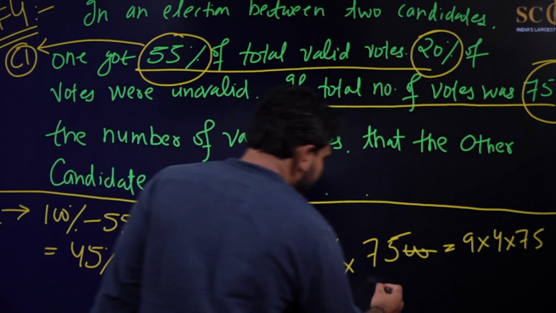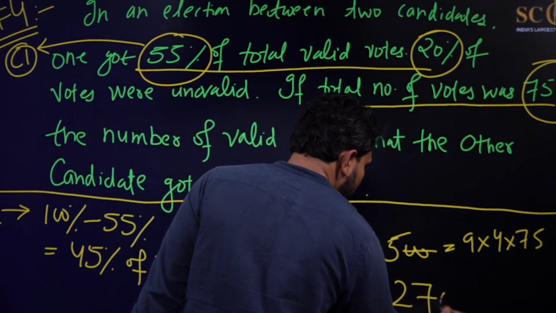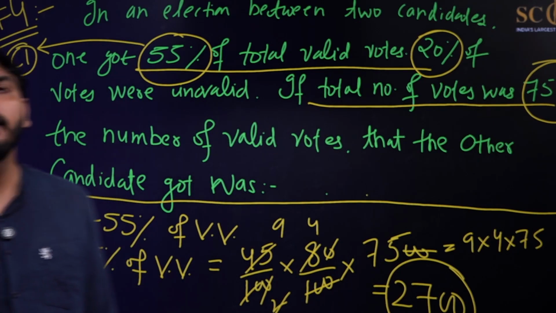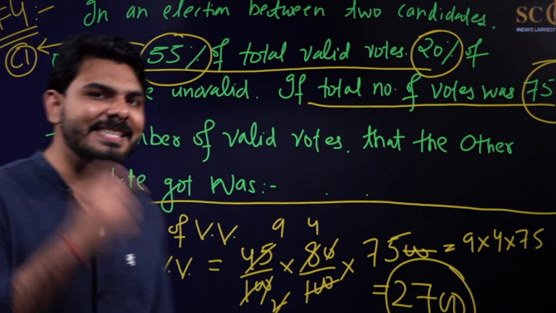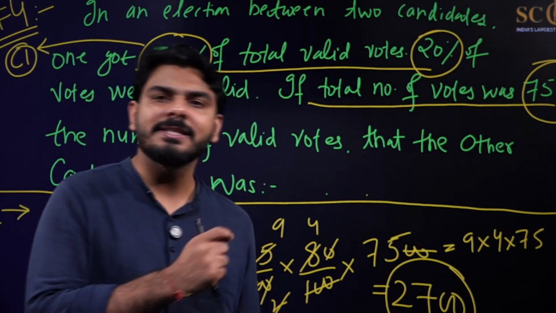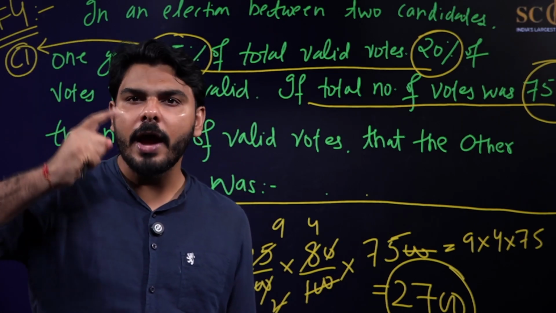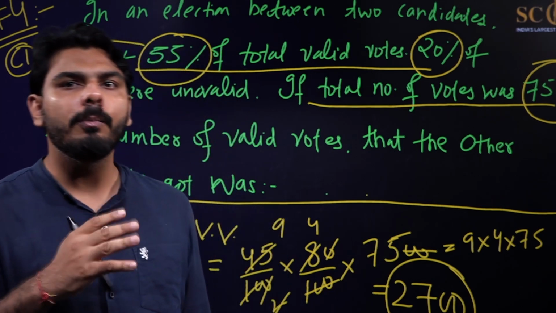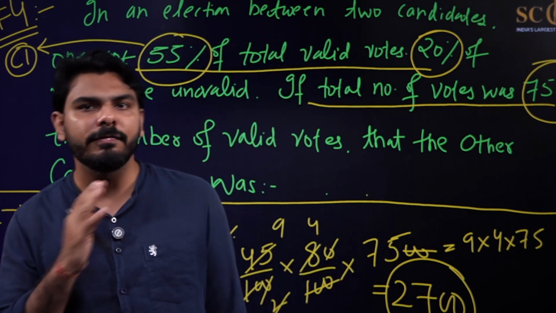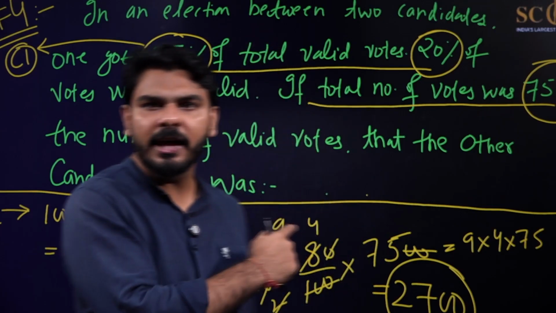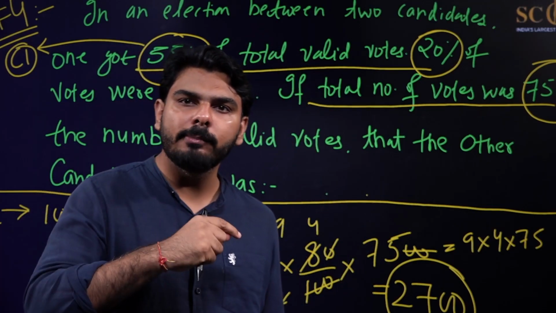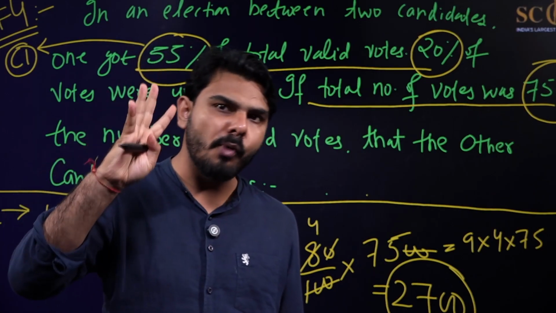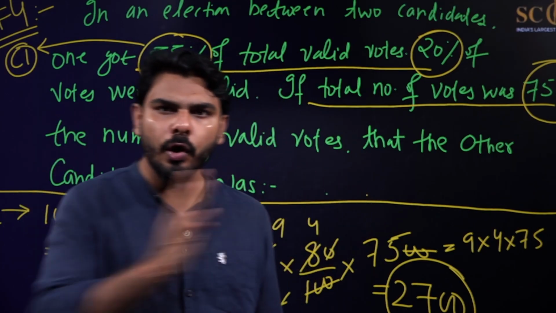Okay, so the final answer will be 2700. So the other candidate is getting 2700 votes. If this was your answer, then congratulations, you have done this mission correct. You have completed mission number 4 and you now move on to the last mission, mission number 5. If you have done it correctly, just put it in the comment box that you have done mission number 4 correctly and you have got total 4 points till now because you have passed all of these 4 missions.